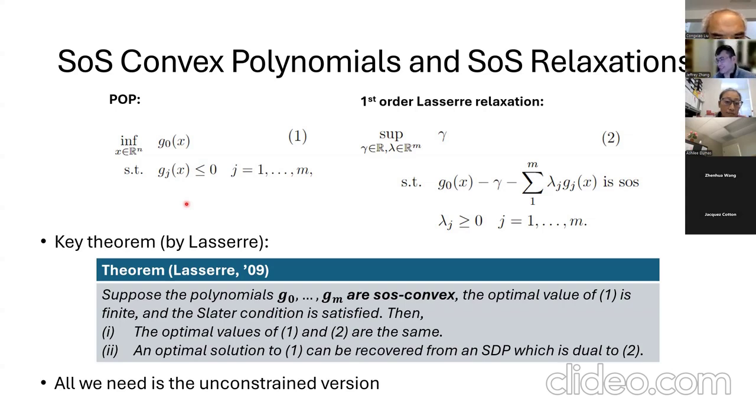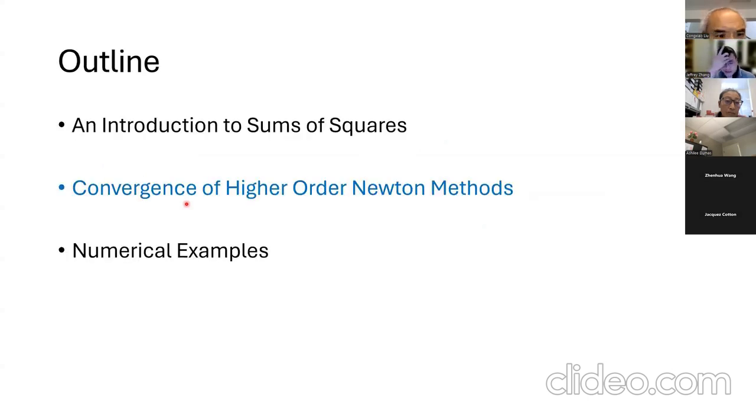So, going back to this idea that if you have a way of minimizing high degree polynomials, you can make an algorithm out of it, this is the key thing that we needed to make the algorithm work. So before I talk about the convergence, are there any questions? All right, moving on then.